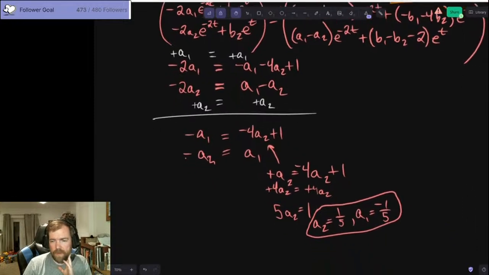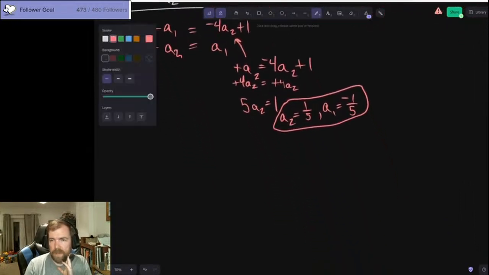Okay, so going back then, this is going to be that our x sub p is going to be a1, a2. That's interesting, because that's not the answer I have from before. My notes must be wrong.